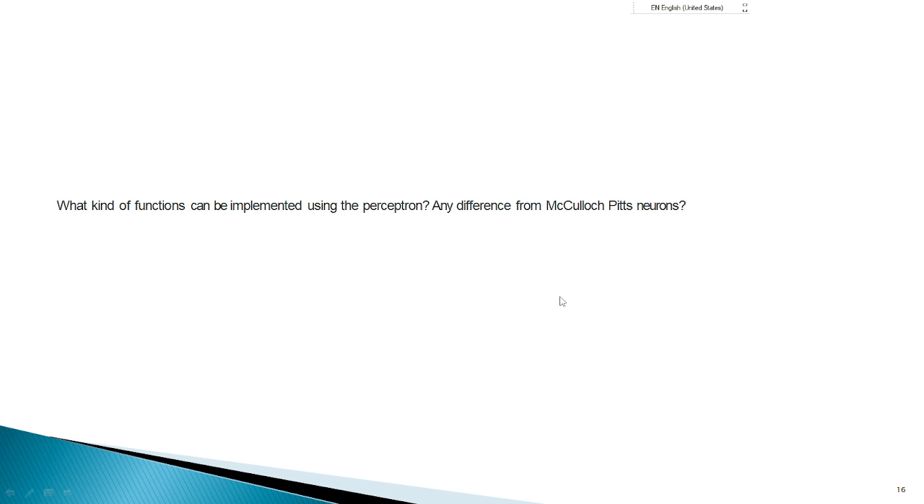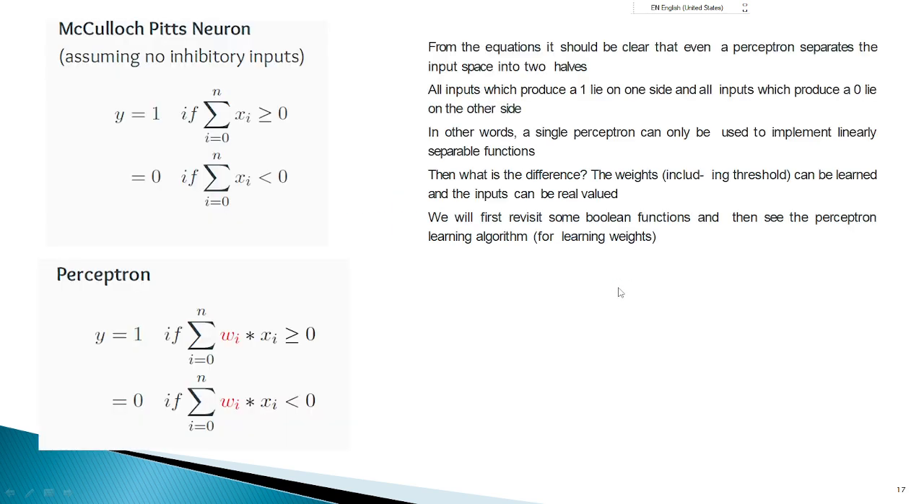What kind of functions can be implemented using the perceptron? Any difference from the MP neuron? In the MP neuron, we assume no inhibitory inputs, so summation xi is greater than or equal to 0, 1. Here, summation wi xi is greater than or equal to 0, 1. The only difference is the weights. From the equation, it is clear that even a perceptron separates the input space into 2 halves, just as the MP neuron does.